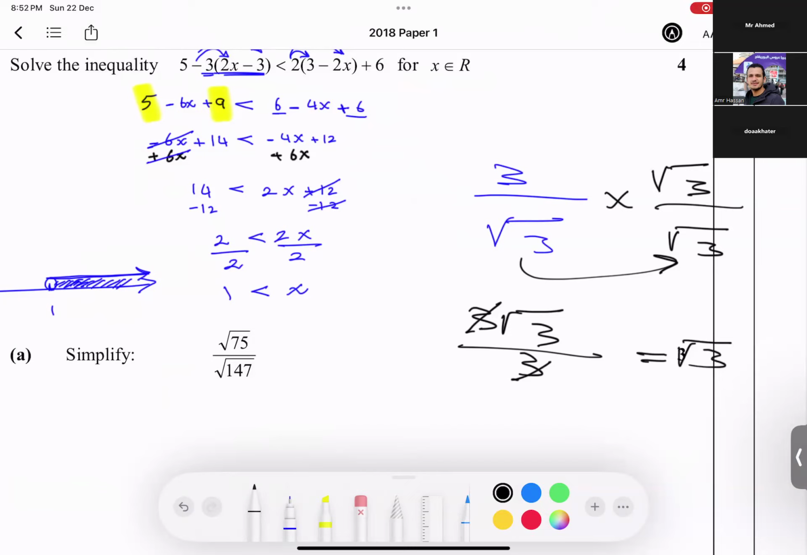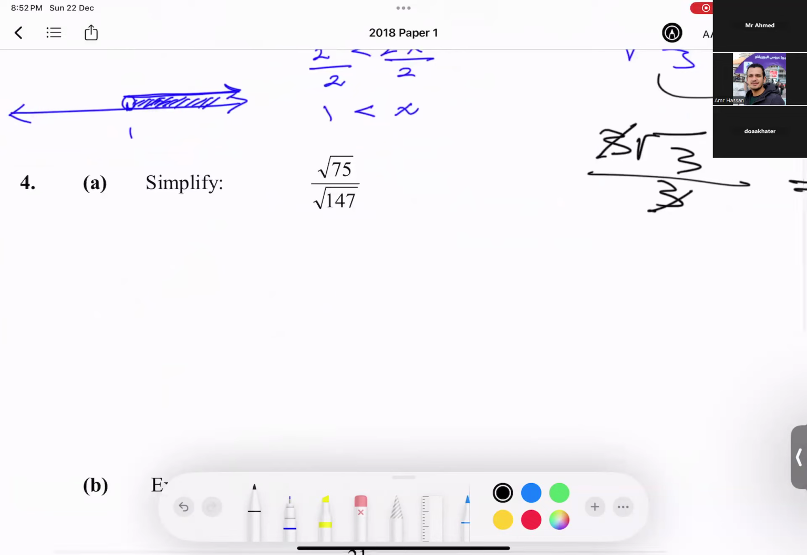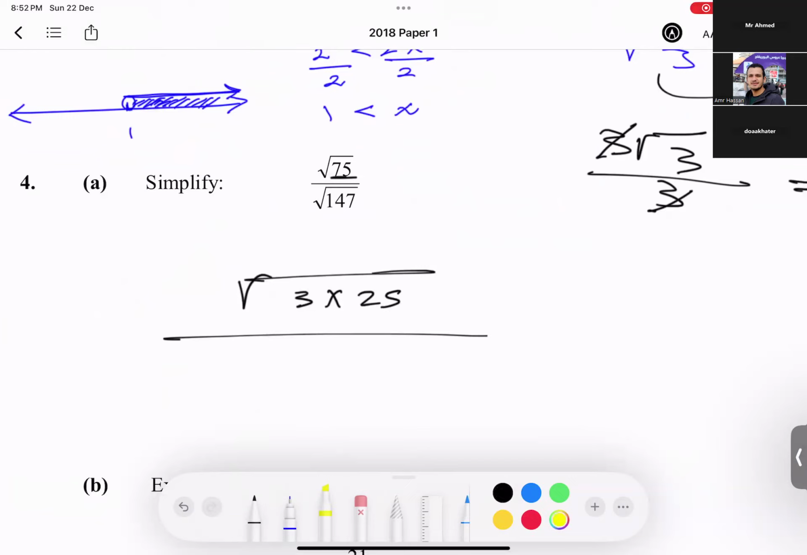Here we have the same thing. So how could I simplify? I'm looking for a perfect square number times 3. 25. Yeah, good. 3 times 25. I need to highlight this one because this one looks like a perfect square number, right? Yeah.